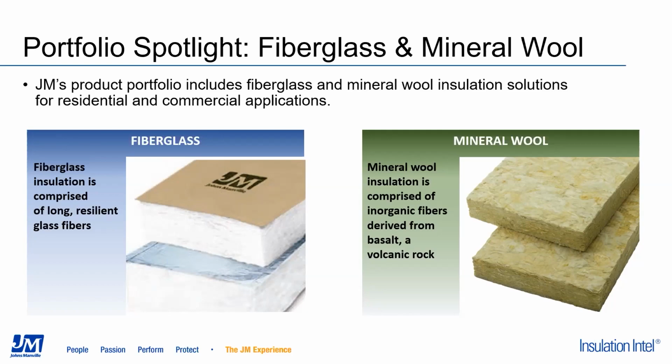And typically, fiberglass products will be characterized by being lighter density materials, whereas mineral wool insulation is made of fibers that are formed from basalt, which is a volcanic rock. And mineral wool products are typically higher density compared to fiberglass.